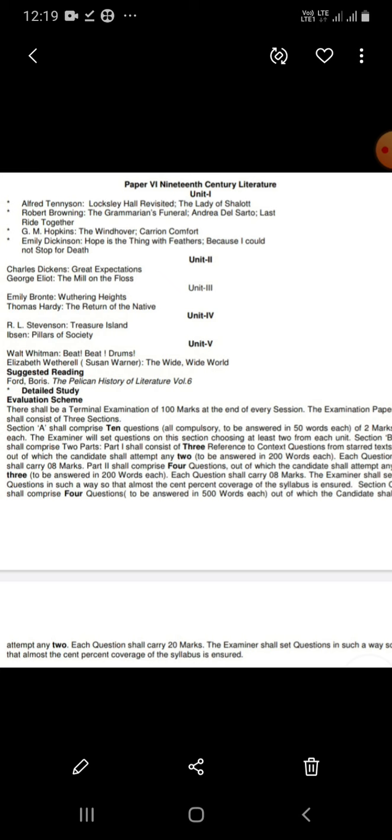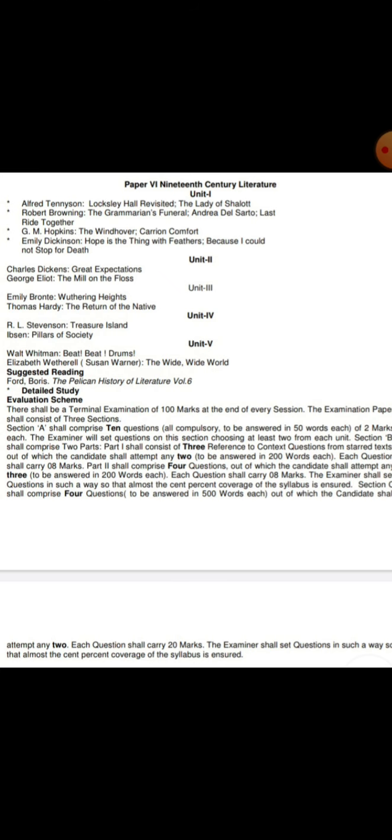Ibsen is also a great supporter of feminism, because this is the main, you can say, core thing that emerges out of his dramas. So we come towards the last unit of our syllabus. The last unit is unit 5, and we have again two writers here.